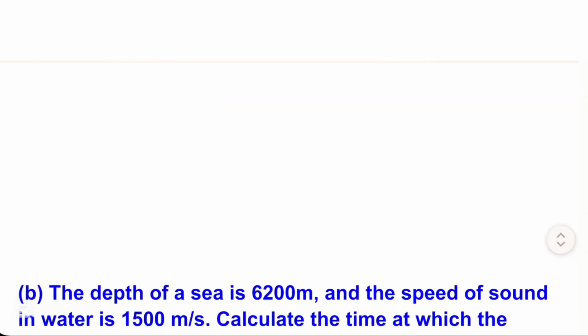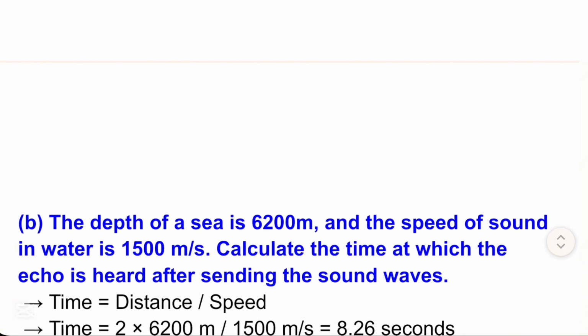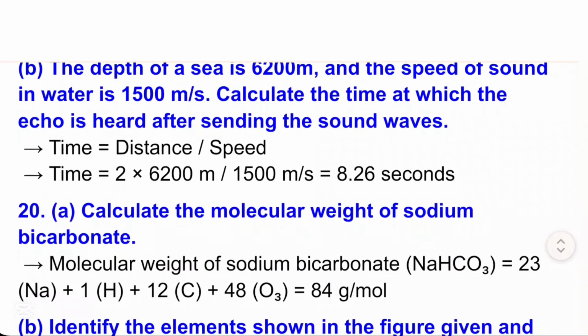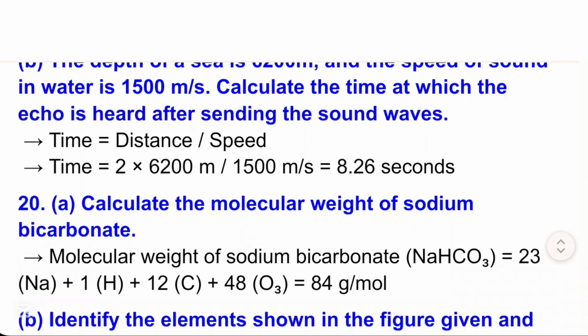19. A. Draw a figure of a wave showing amplitude and wavelength. B. The depth of a sea is 620 m, and the speed of sound in water is 1500 meters per second. Calculate the time at which the echo is heard after sending the sound waves. Time equals distance divided by speed. Time equals 2 times 6,200 meters divided by 1500 meters per second equals 8.26 seconds.